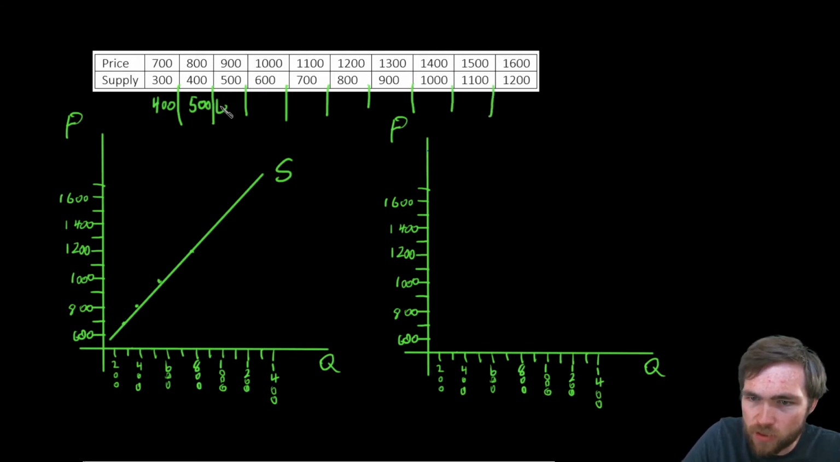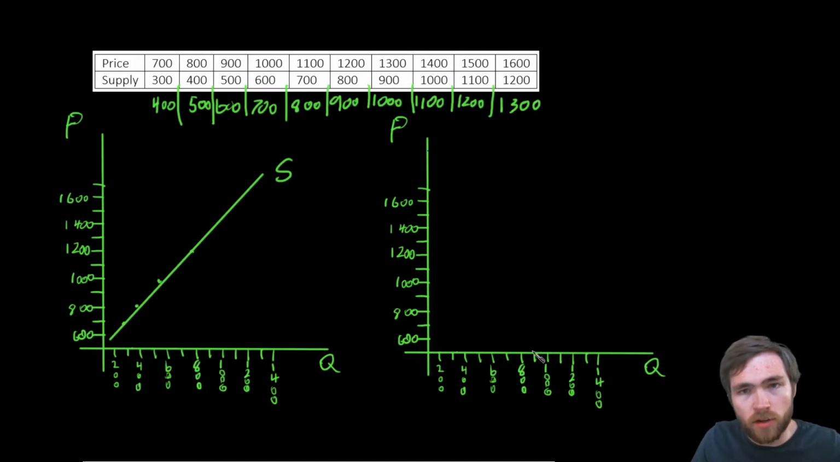So this will be 600, 700, 800, 900, not 9,000, 900, 1,000, 1,100, 1,200, and 1,300. So let's go ahead and graph our original supply curve on this graph to the right. We can do that with just 2 points because it's linear.